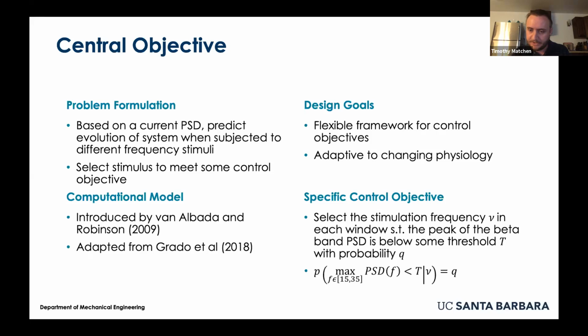The idea that we used in what you're about to see was we wanted to select a stimulation frequency for each window that we looked at so that the peak of the beta band was below some threshold with a certain probability in the next window that we looked at.